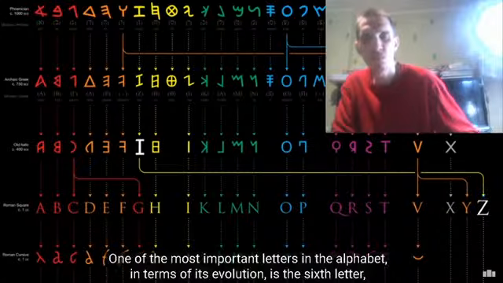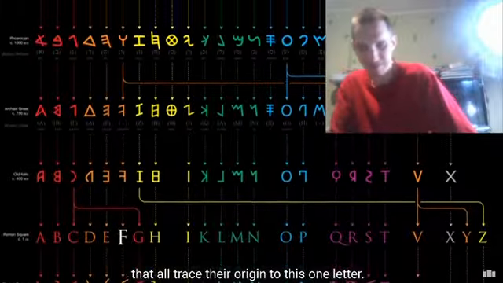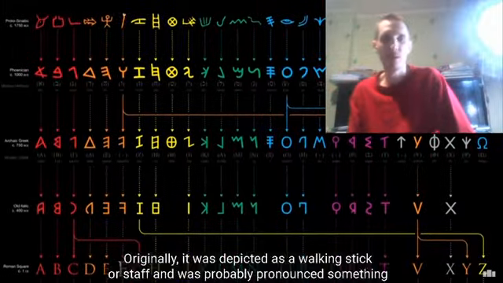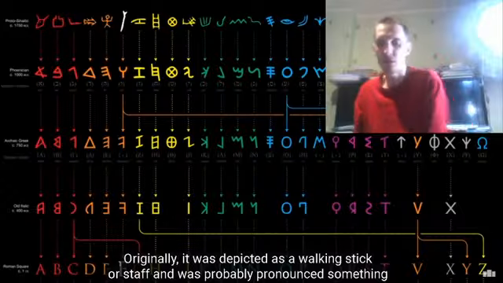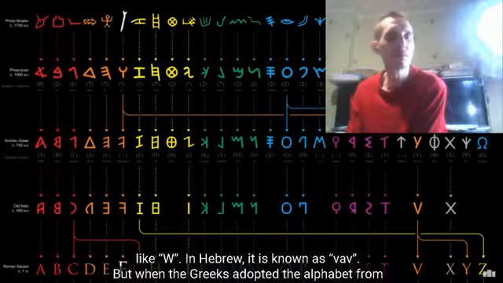One of the most important letters in the alphabet in terms of its evolution is the 6th letter, which today is our letter F. That's because there are 5 letters in our alphabet today that all trace their origin to this one letter. Originally, it was depicted as a walking stick or staff and was probably pronounced something like W. In Hebrew, it is known as Vav.